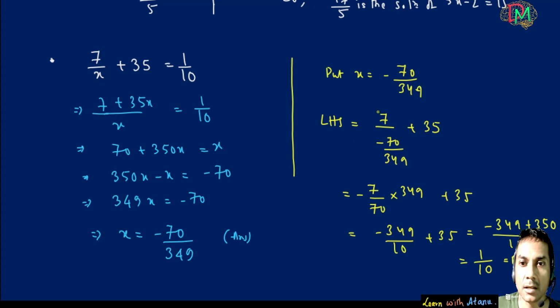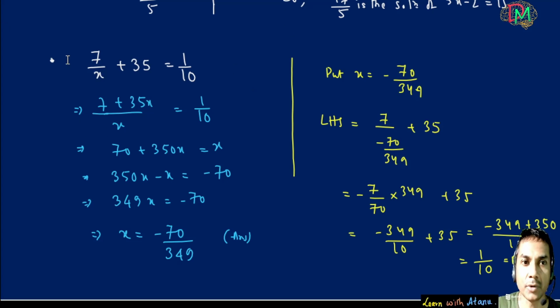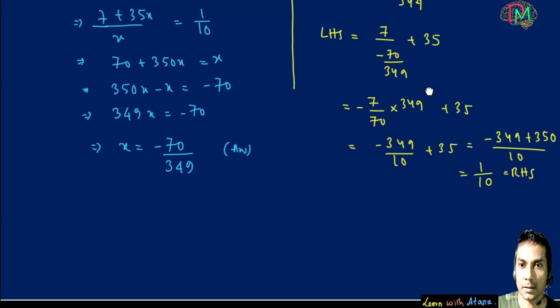So this value satisfies the given linear equation. Okay, this linear equation is satisfied by this value. Okay, so this is the solution. The solution is minus 70 by 349. Clear? This is the solution.